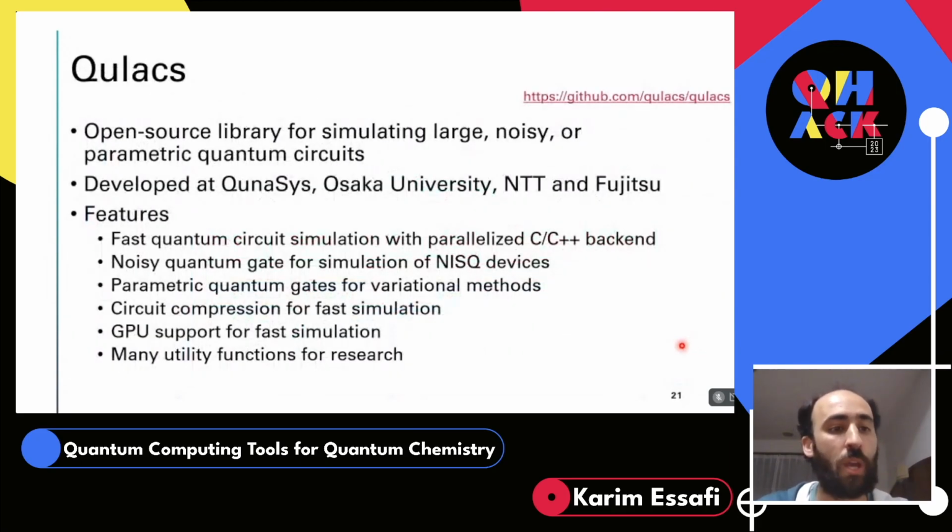And one simulator that we use is QLAX, which is an open source library for simulating large, noisy, and parametric quantum circuits. This is developed jointly between QunaSys, Osaka University, NTT, and Fujitsu. And you have here the link to the documentation and to the GitHub page of QLAX.